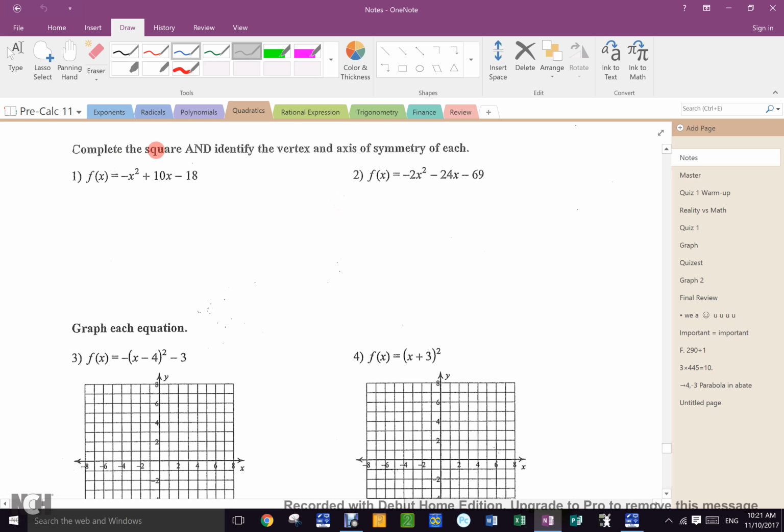Okay, the first question said complete the square and identify the vertex. I did ask you to be able to complete the square at least once. So I don't really care which one you did this on, but you needed to get to this point.